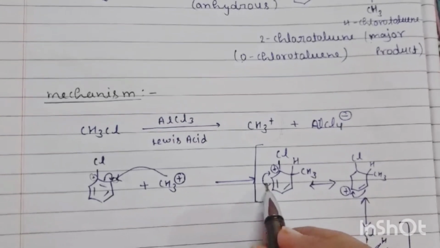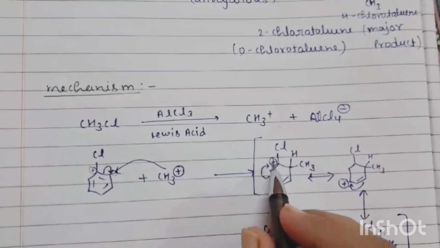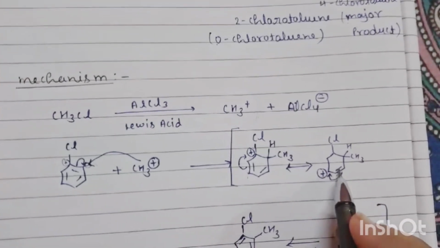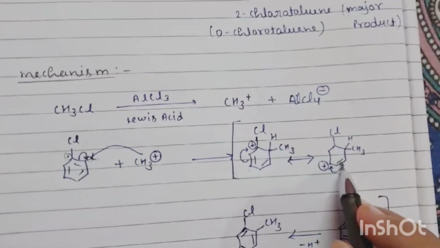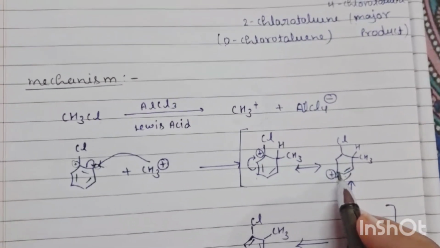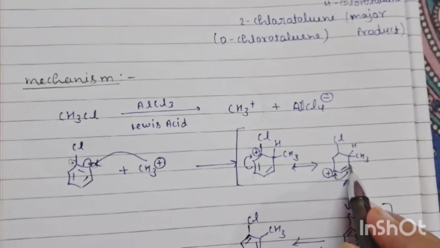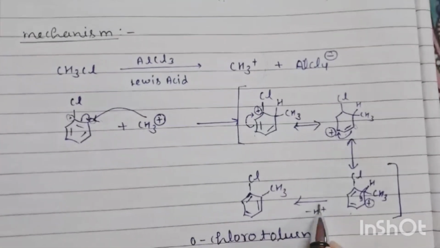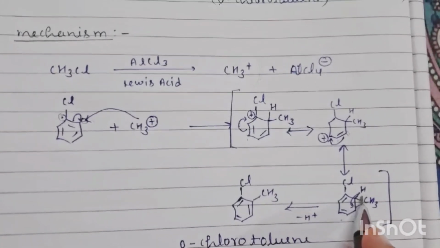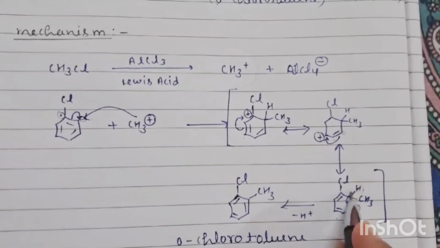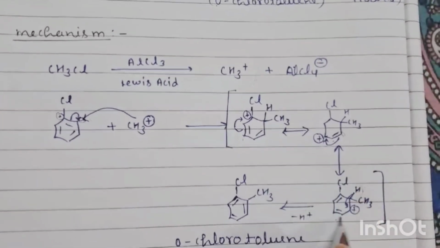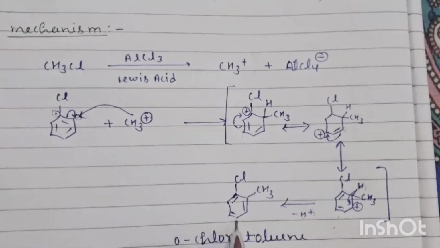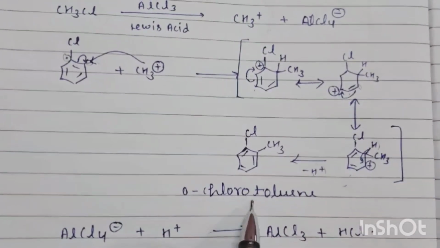Now these electrons come to this positive charge and this positive charge moves to the other carbon, and again in this species these pi electrons come to the electron deficient center and this positive charge moves to this carbon. All these three structures are resonating structures. Now in the last step, your hydrogen donates its electron and aromaticity is restored, and the hydrogen is removed in the form of a proton and ortho-chlorotoluene will be produced.